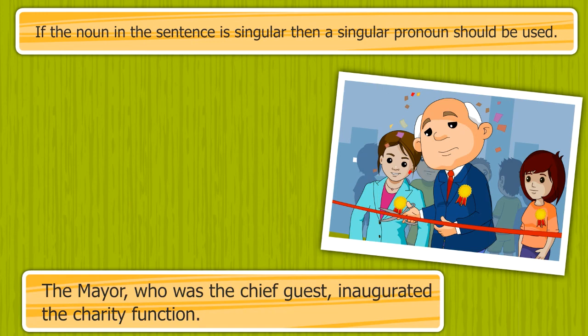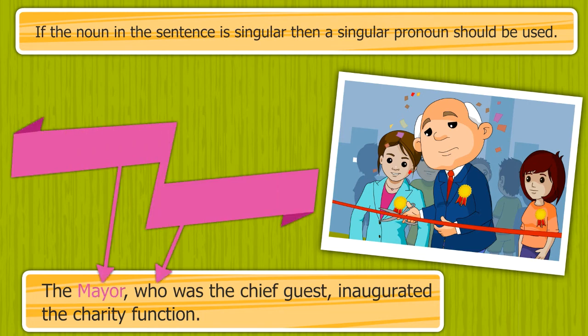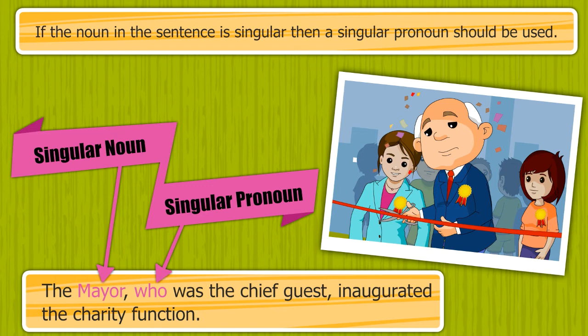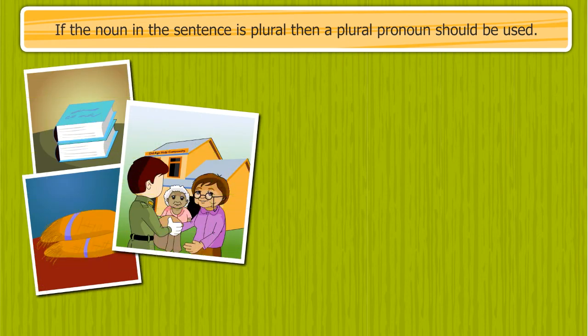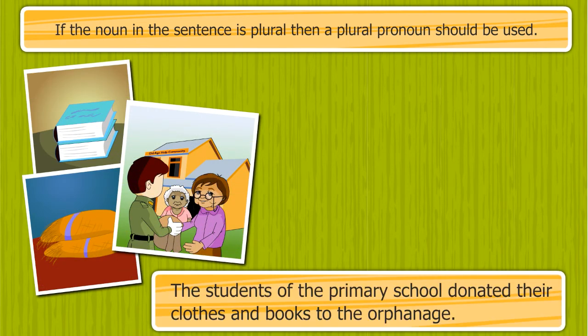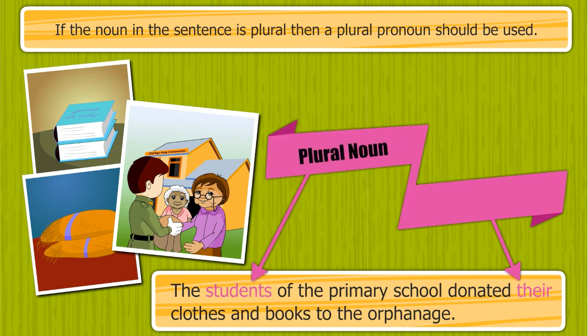Look at the sentence again. The mayor, who was the chief guest, inaugurated the charity function. Here, mayor is the singular noun and who is the singular pronoun. If the noun in the sentence is plural, then a plural pronoun should be used. For example, students of the primary school donated their clothes and books to the orphanage. Here students is a plural noun and their is the plural pronoun.